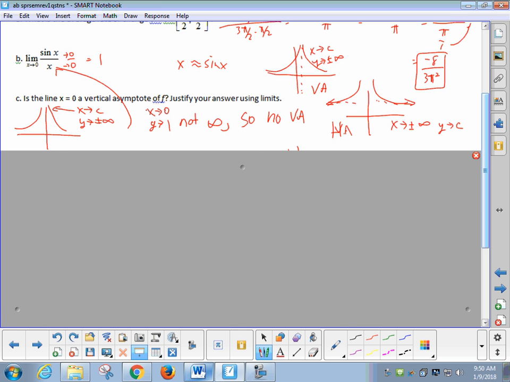Okay, so if they ask, is the line x equals 0 a vertical asymptote of f, it really means as x goes to 0, does y get infinitely large? And the answer is no. As x goes to 0, y goes to 1. We just looked at that. The limit as x goes to 0 is y gets closer and closer and closer to 1. That's not asymptotic behavior. There's a hole there. Okay? No vertical asymptote.